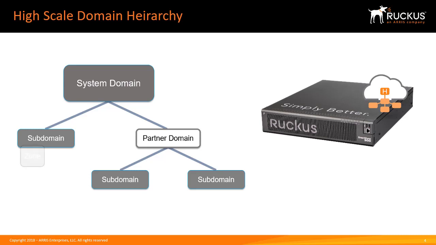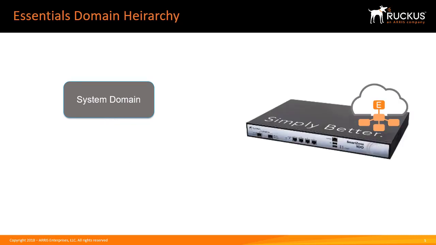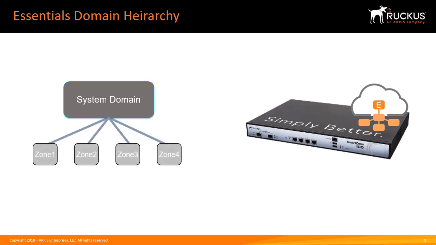Once these subdomains have been created, you can create zones. Zones determine how access points will be configured. You can learn more about zones by viewing the presentation on zone configuration that's part of this demonstration series. Now on the Essentials controller, there's only the system domain. This is the single administration boundary on the entire controller. You can provide administrative access to different levels and rights to administrators to perform tasks within a domain. As with the high-scale controller, you can still create zones. Again, simplistically, zones are just groupings of access points. And again, you can learn more about zones by watching the zone configuration presentation in this demonstration series.